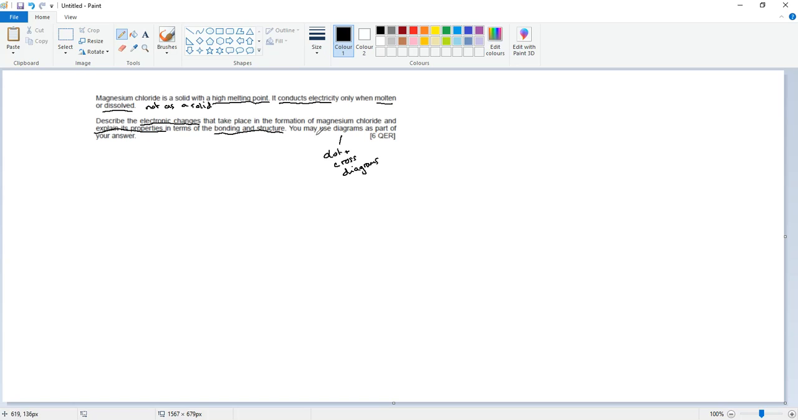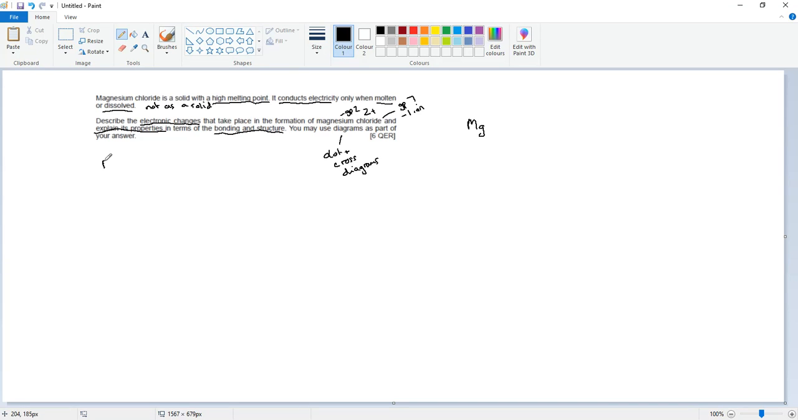So I'm going to start with a dot and cross diagram, for the electronic changes that take place in the formation of magnesium chloride. Whenever we answer these questions, unless it says to draw a full electronic structure, we just do the outer shell. So if we look in the periodic table, magnesium's in group 2. Because that's in group 2, it's going to be a 2+ ion, and chlorine's in group 7, so it's going to be a -1 ion.